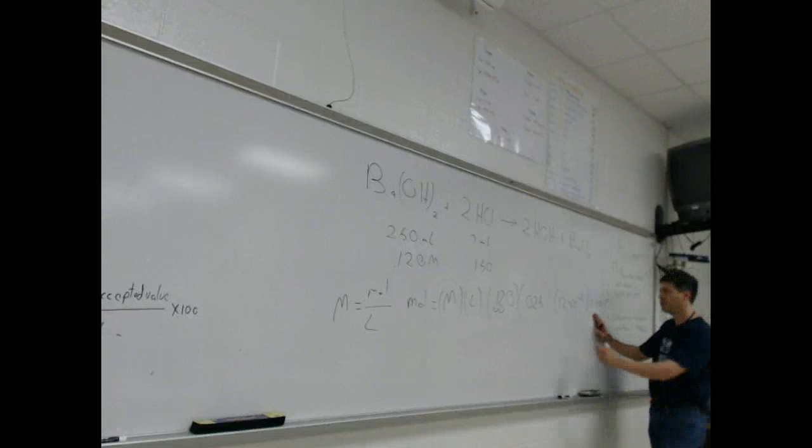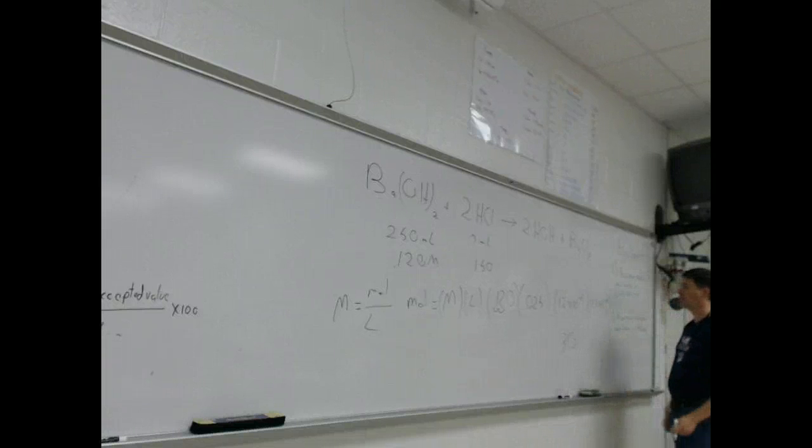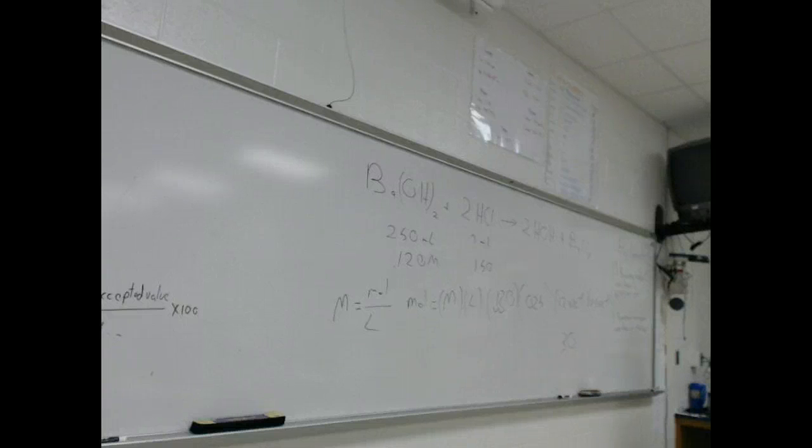So now, what's 12 times 2.5? 30. Yeah. And what do I do with my exponents when I'm multiplying? You add them. So negative 2 plus a negative 2? Negative 4. 30 times 10 to the negative 4.